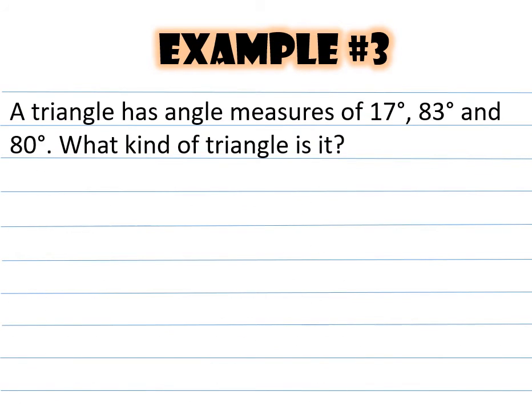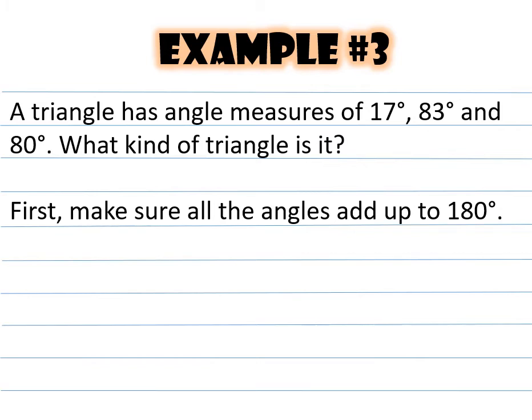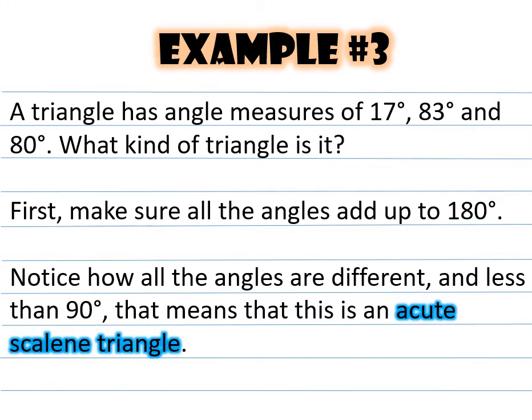Example number 3. A triangle has an angle measure of 17 degrees, 83 degrees, and 80 degrees. What kind of triangle is it? Well, first, make sure all of the angles add up to 180. 83 plus 17 is 100, plus 80 is 180. Notice how all the angles are different and less than 90. That means that this is acute because they're less than 90, and it's scalene because all three are different. This is an acute scalene triangle.